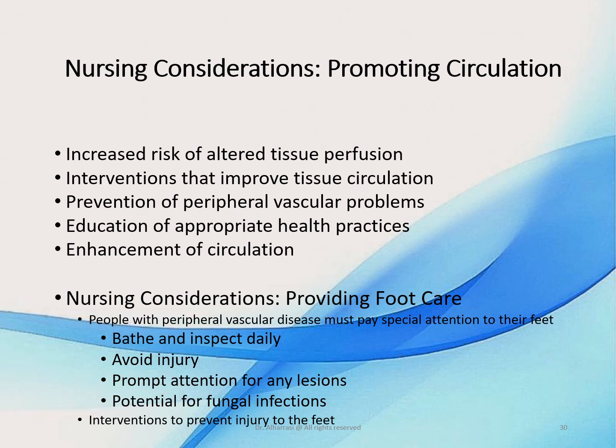Also, we need to promote circulation. So how do we promote circulation? Because of the increased risk of altered tissue perfusion, our interventions should focus on improving tissue circulation, such as by moving, exercise, and also massages, which can improve the circulation and prevent peripheral vascular problems.